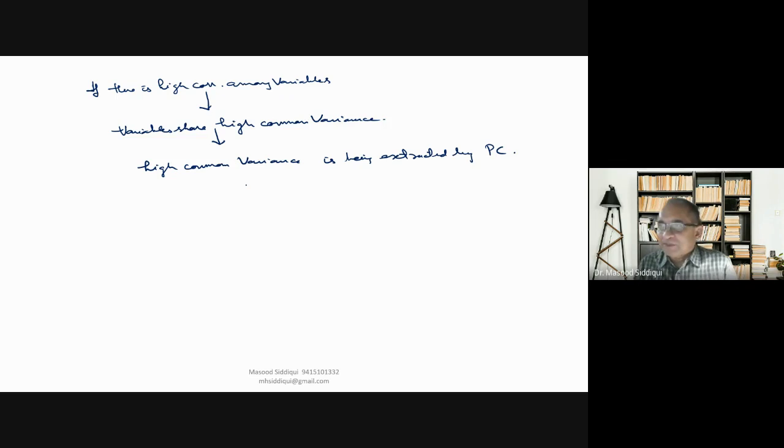If high common variance is there, it shows that variables share high common variance. This is known as variance extracted. If variance extracted is high, it shows that variables are sharing high common variance. Further, it shows that the variables are highly correlated. And this variance extracted is technically known as communality.